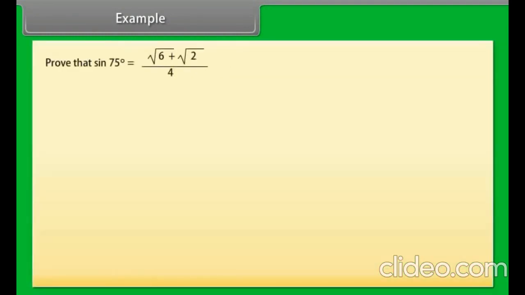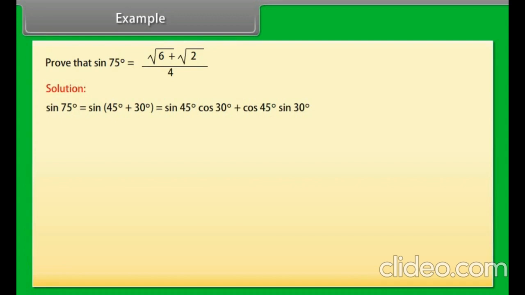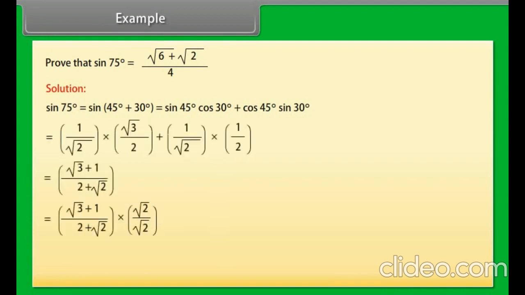Example. Prove that sin 75° = (√6 + √2)/4. Solution. Sin 75° = sin(45° + 30°), that is, sin 45° cos 30° + cos 45° sin 30°. By solving it, we get (√6 + √2)/4.